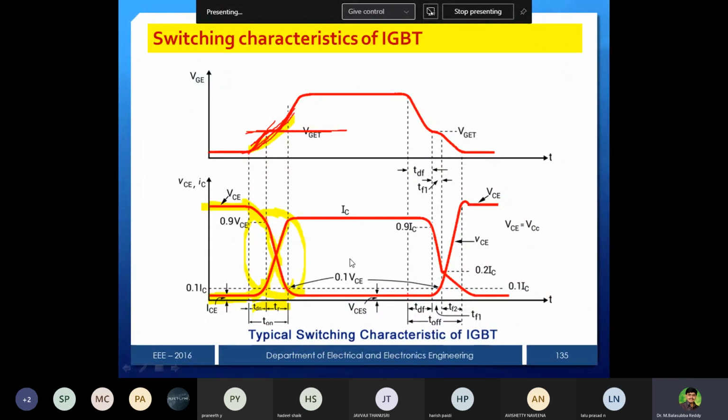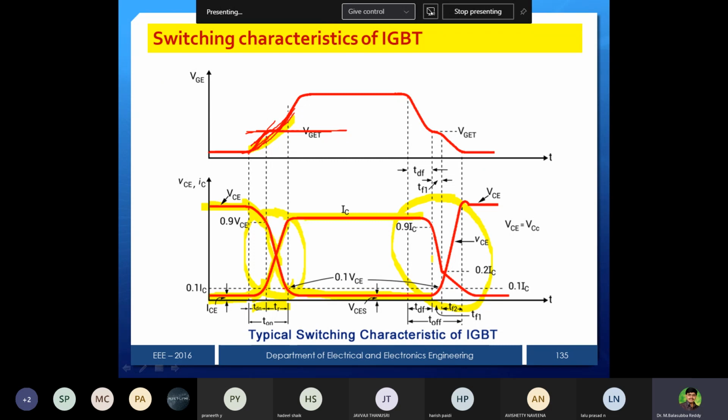And another one, once the device is on, then what will happen? You can notice here, once the device is completely on, it remains the same, the current will be carried, and whatever voltage drop is there will remain at 0. So the turn on is over. Now we make use of turning off the device. How is the device going to be turned off?